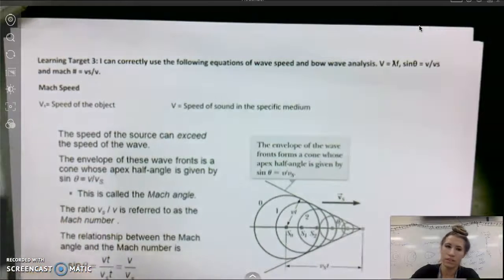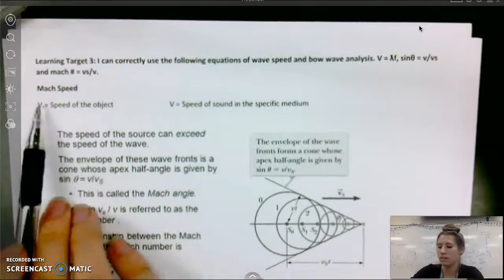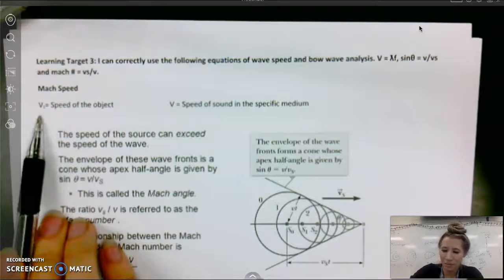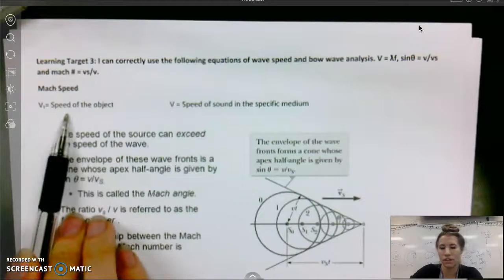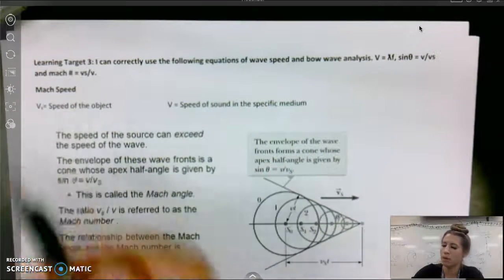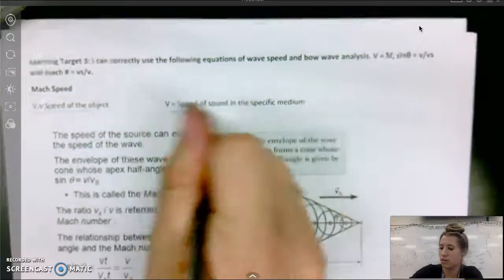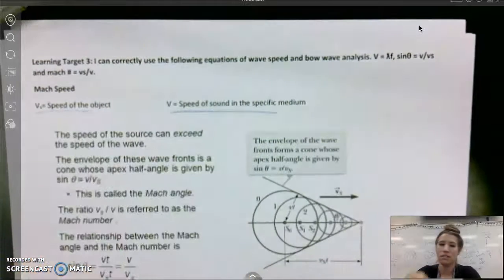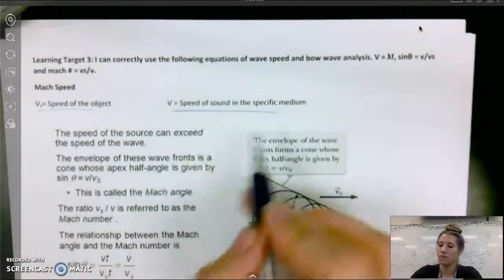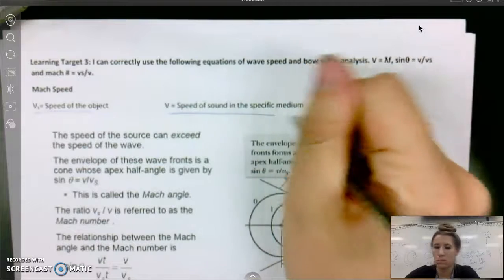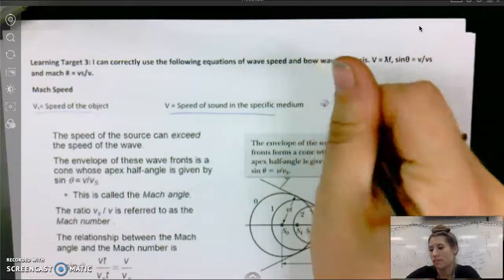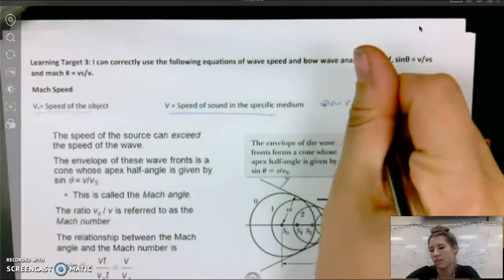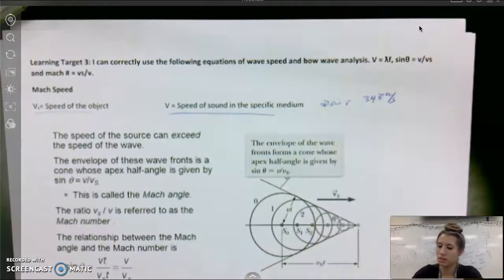The first thing to recognize is in these equations, it drives me nuts, but it's just the way it is, v sub s is not velocity of sound, it's the speed of the object. So please, please, please be mindful of this when you use these equations, that v sub s is the speed of the object, and v is speed of sound in a specific medium. So if it's sound traveling through air, then again it's at 343 meters per second.